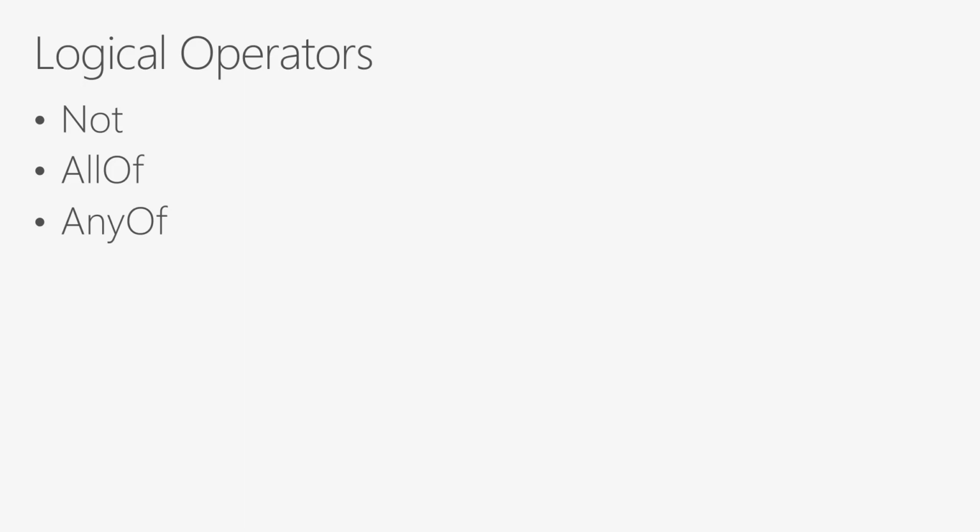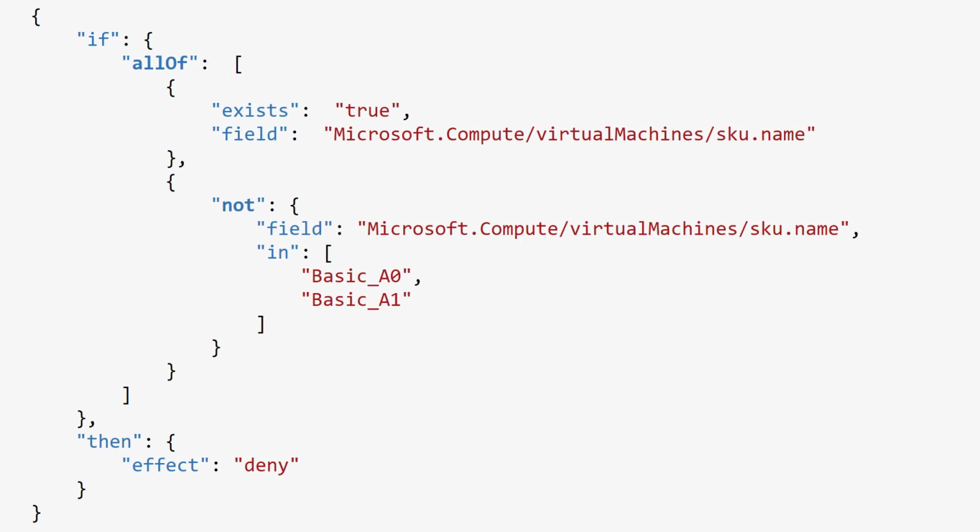All right, so we now know about all of the building blocks of a policy rule. And let's now try and dissect a policy rule that achieves a specific goal.